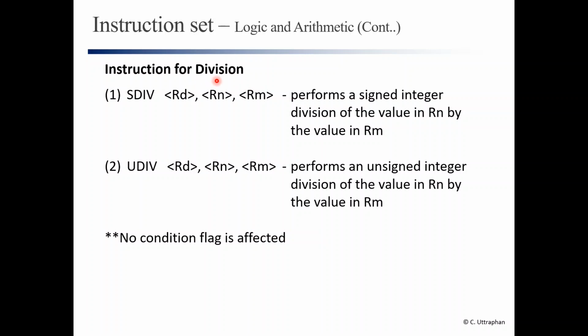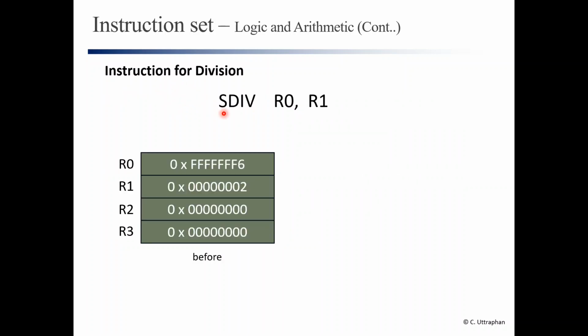Now, we will look at the divide instructions. There are 2 types, which are SDIV for signed division, and UDIV for unsigned division. The operation is that Rn will be divided by Rm, and the result is stored in the destination operand, Rd. Let's look at this SDIV instruction. SDIV R0, R1 means the content of R0 is divided by the content of R1, and the result will be in R0.